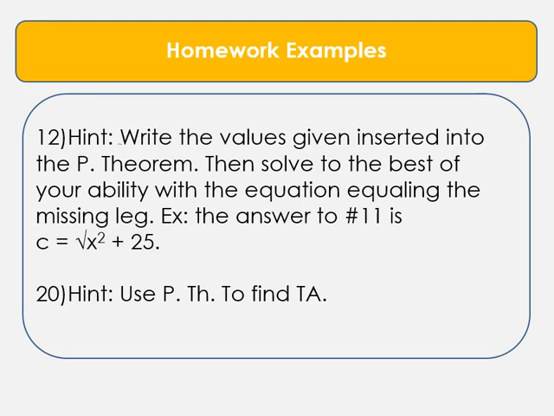And let me do something here. What I've done is inserted a line here. In your symbols on your computer, it doesn't have a line over that square root, and I wanted to make sure you knew that that was the square root of 25. Number 20, for a hint, use the Pythagorean theorem to find the length TA.